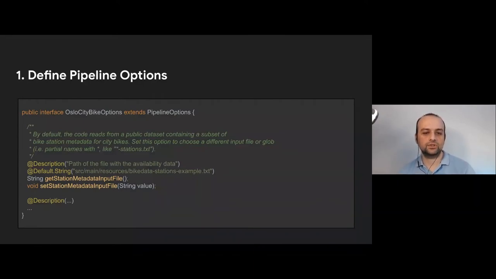So for example, this is just one option. I had quite a few of them in my code. But this one, for example, was about where to find station metadata input files. And obviously it has a description and also it has a default string. If I don't provide anything from the command line or any other way, it will just go to that default thing and pick that string. It's very useful for debugging, for instance. That's what I used it for in this case anyway. That's why it says sample data.txt.